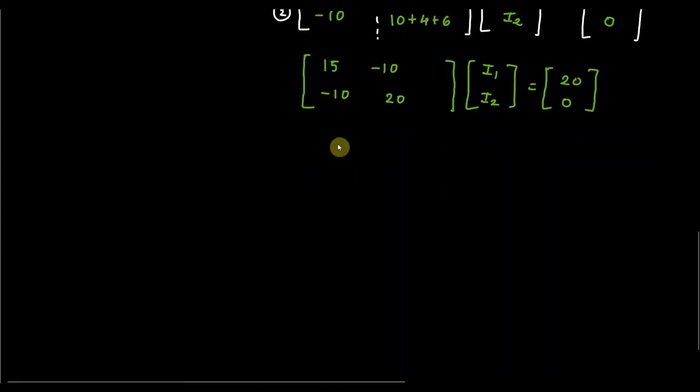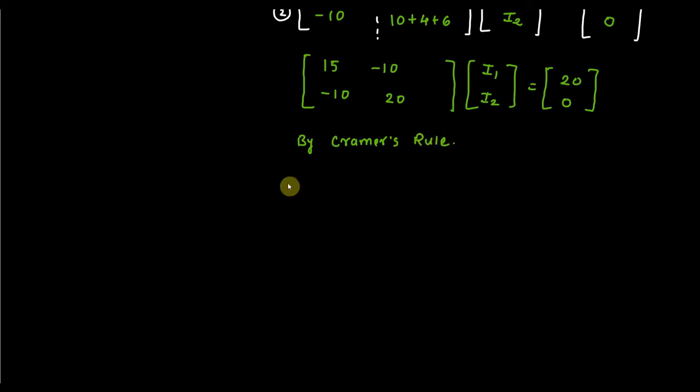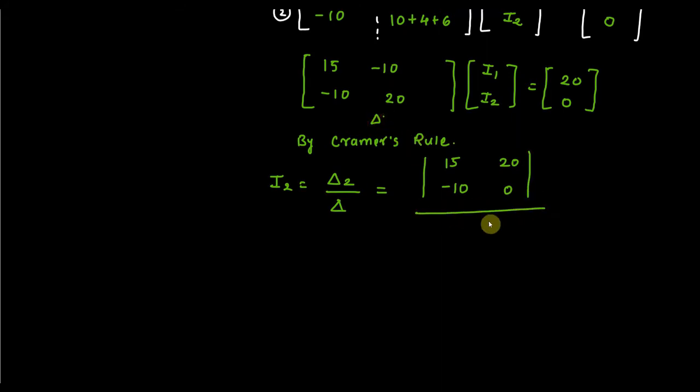Okay, so for that I will apply Cramer's rule. We have studied Cramer's rule. According to Cramer's rule, your I2 is equal to delta 2 by delta. Okay, so how do you get delta 2? Just replace the second column of this impedance matrix with the voltage matrix. So this is 15, minus 10, this will be 20, this will be 0, divided by delta, and I have told you that this is the delta matrix.